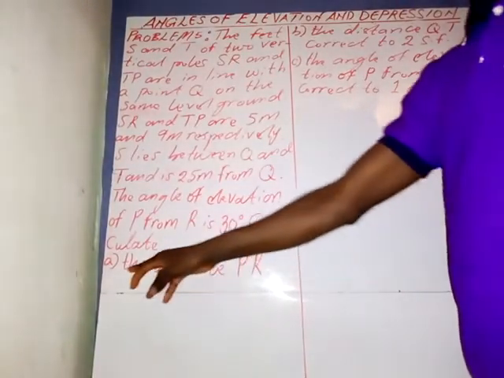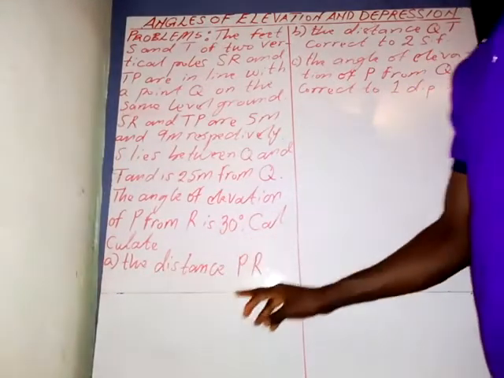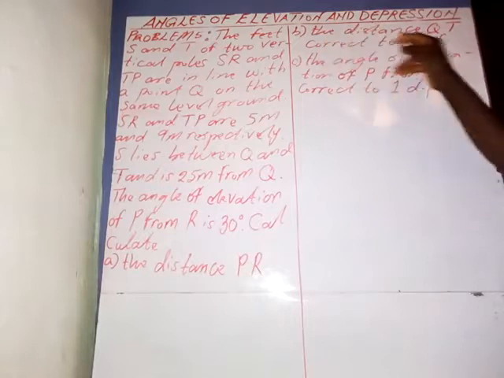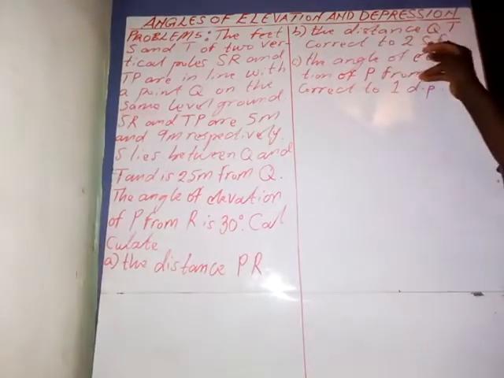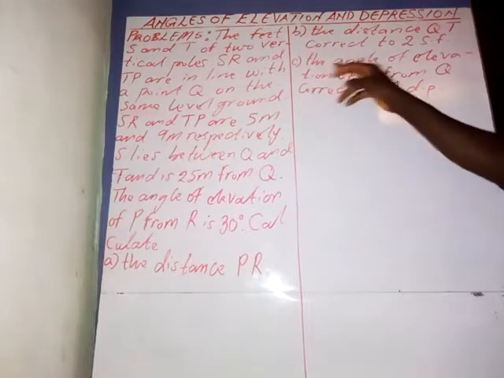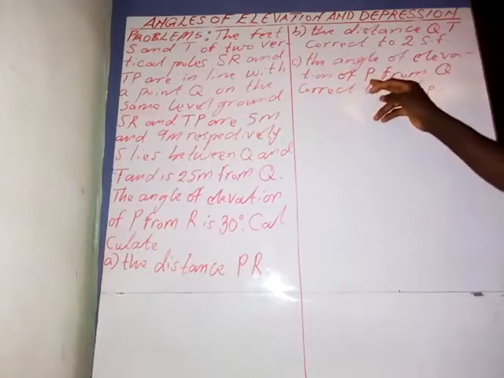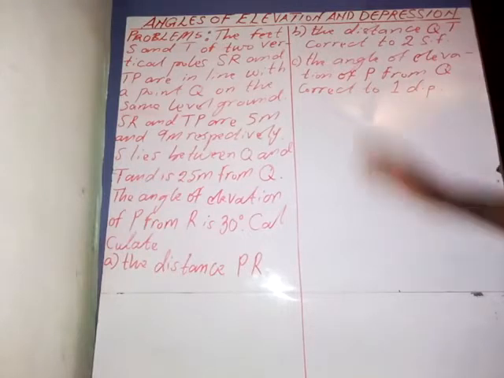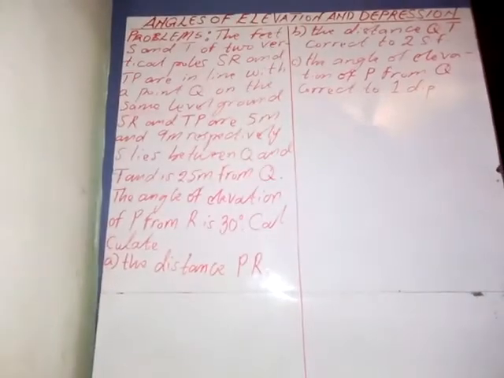Calculate, question A, the distance PR. Question B, the distance QT, correct to two significant figures. And question C, the angle of elevation of P from Q, correct to one decimal place. So this is the question. Now, the next thing that we need to do is to analyze the question. All right, so let's look at it.